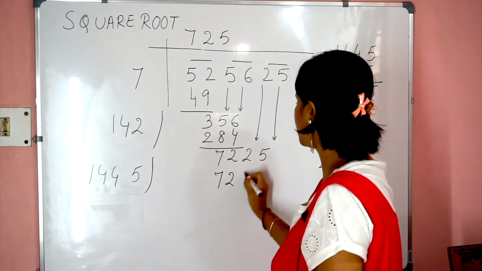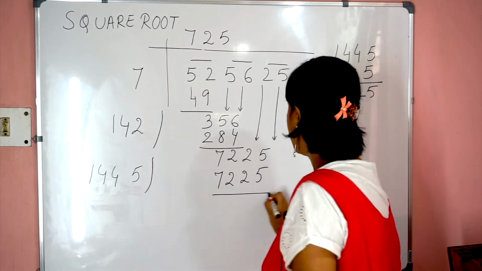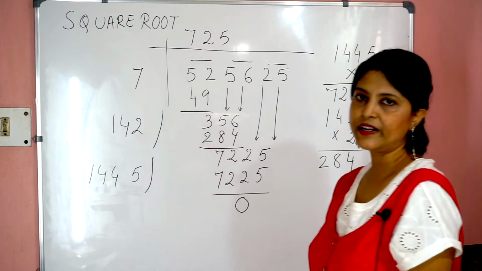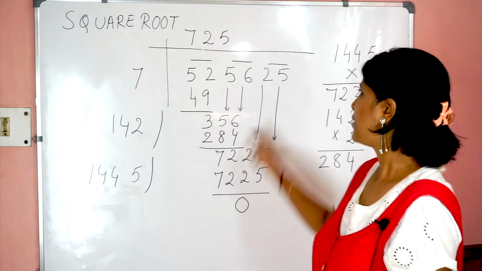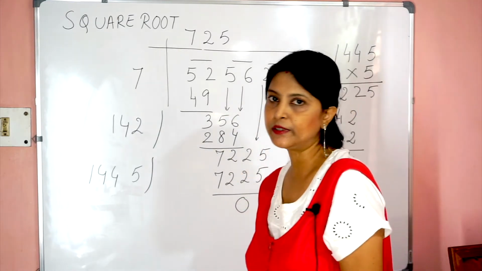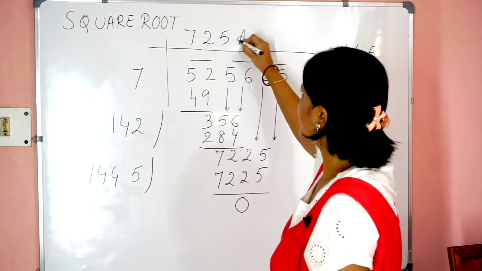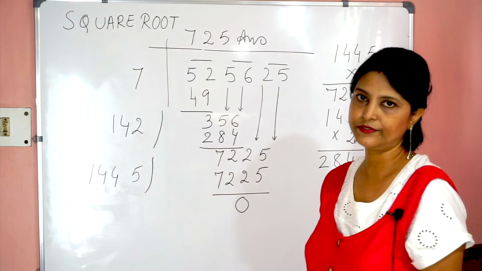So that gives me 7225, and finally the remainder is 0. So the square root of this given number is 725.